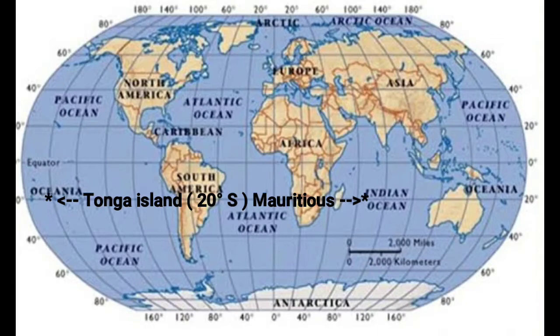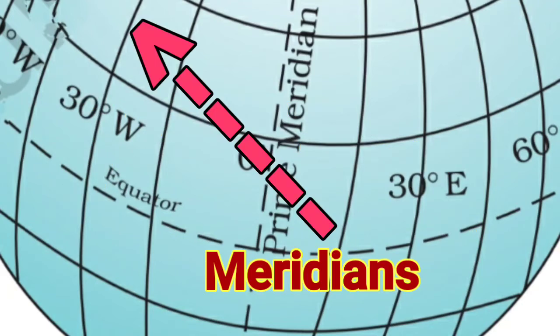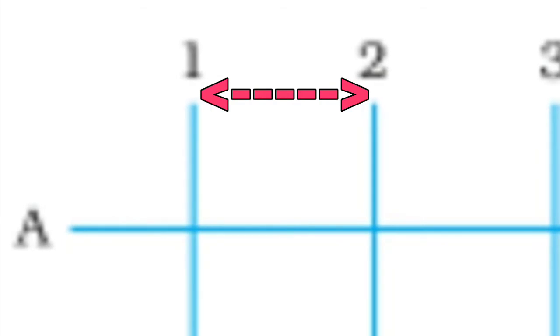Now, in order to locate them precisely, we must find out how far east or west these places are from a given line of reference running from the North Pole to the South Pole. Actually, these lines are meridians of longitude. Longitudes are known as meridians also. The distance between them is measured in degrees of longitude.